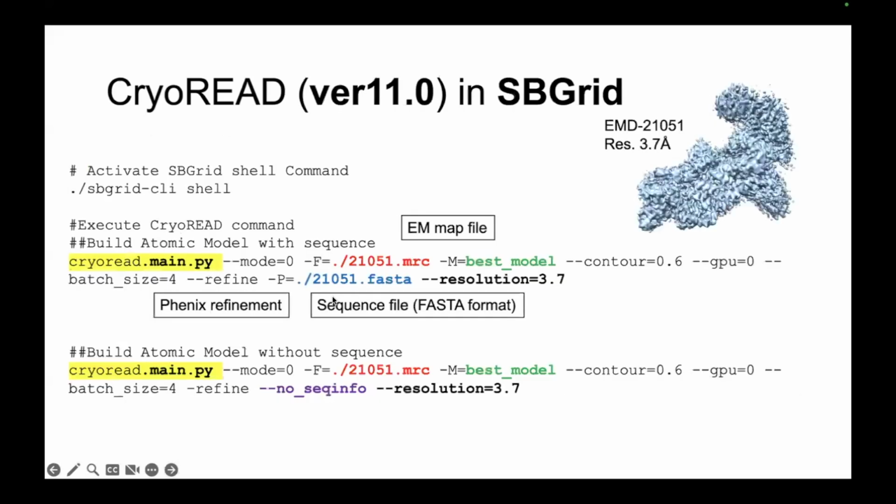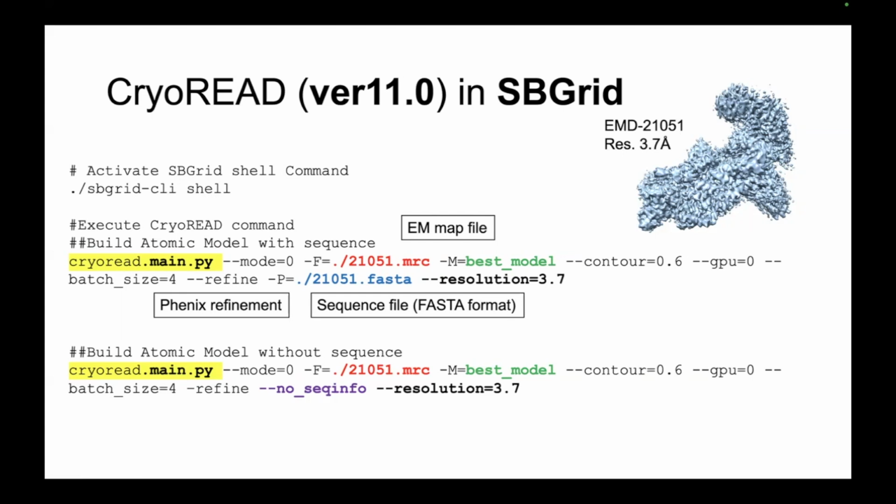Okay. So please make sure that you install version 11 on SB Grid. Then to use CryoRead, first please activate the SB Grid shell command. SB Grid CLI shell activates the SB Grid environment.